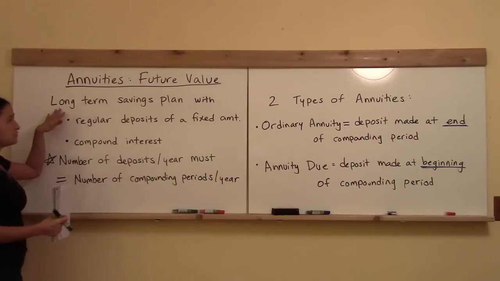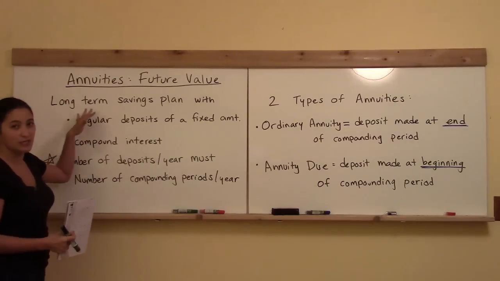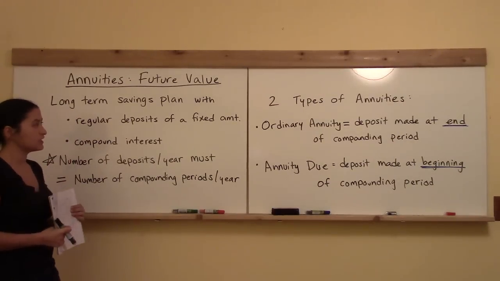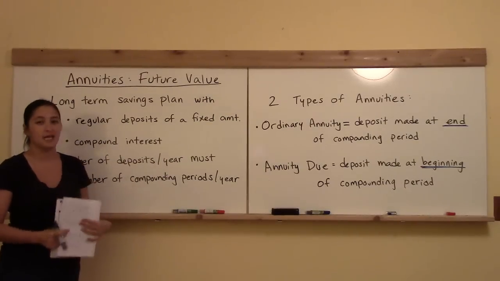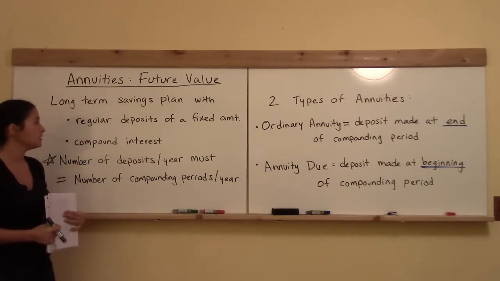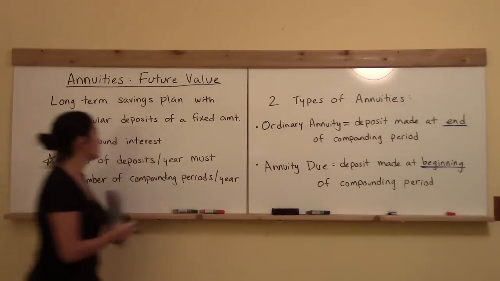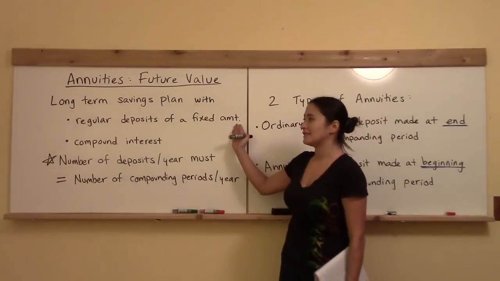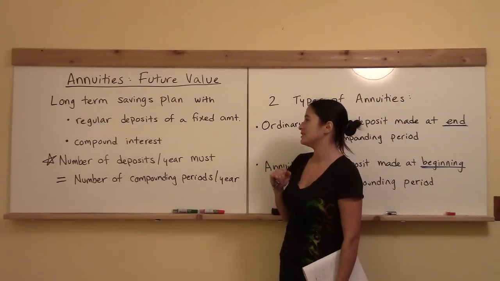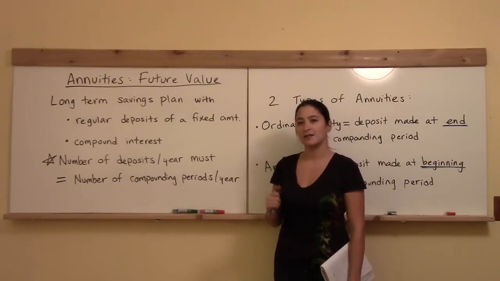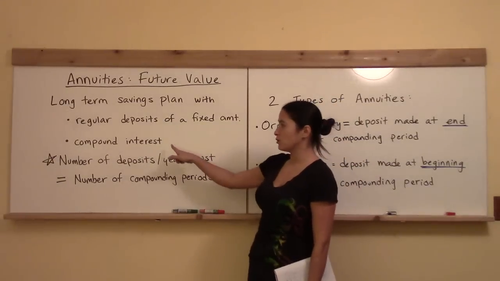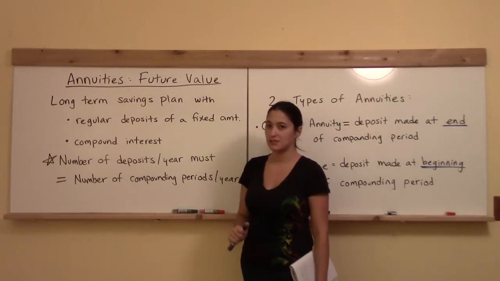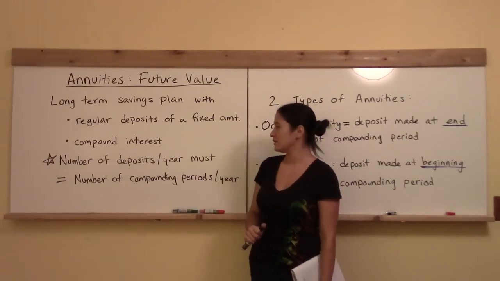Okay, so an annuity is basically a long-term savings plan, and the characterization is that it has regular fixed deposits of the same amount every single time. So I'm going to deposit money on a regular basis, and it's going to be the same amount of money every time I deposit it. Then the other thing is that the holding place for my money, whatever the account is that the money's stored in, is going to work on compound interest, which we've discussed quite a bit in the previous videos.